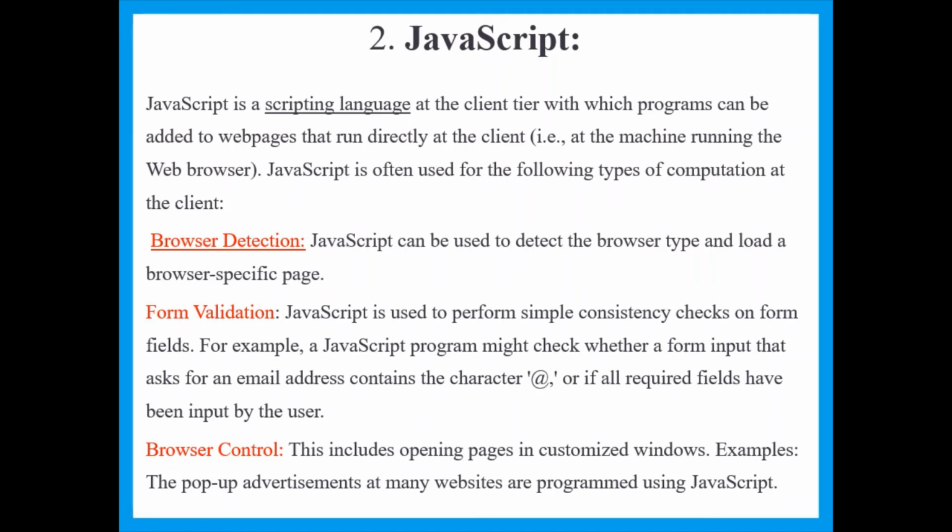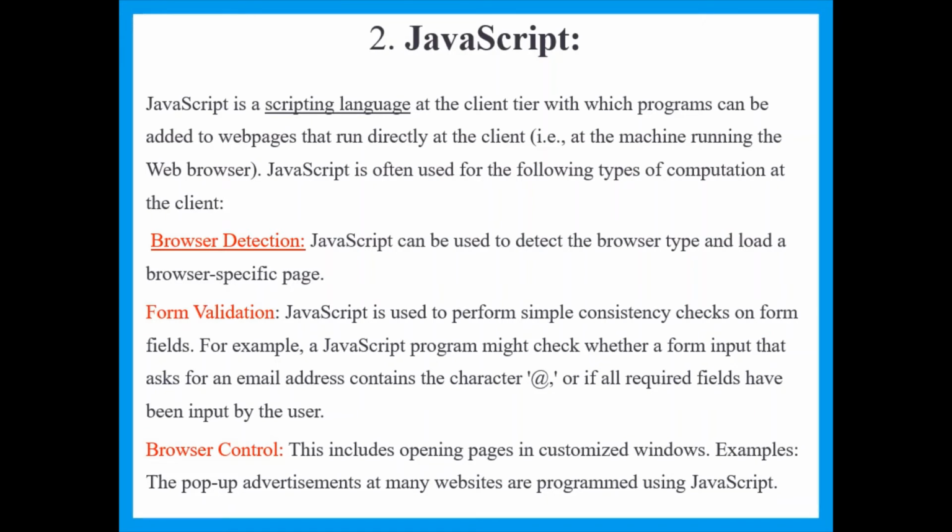Form validation is mainly used to check the validity of the input. If we take the example of an email address, the @ symbol has to be validated, followed by .com, .in, and the remaining parts are validated by using form validation. The next one is browser control. This includes opening a page in a customized window. For example, pop-up advertisements at many websites are programmed using JavaScript.